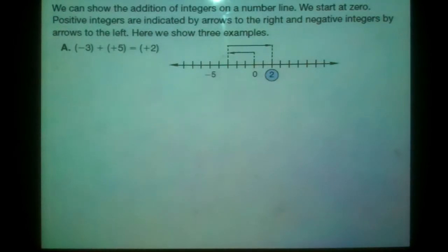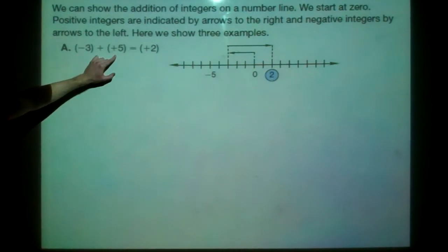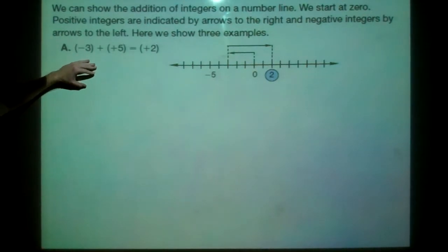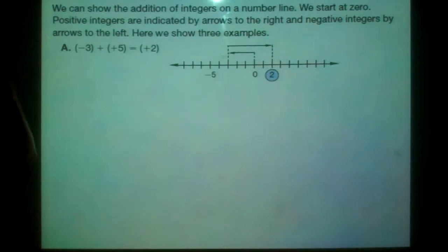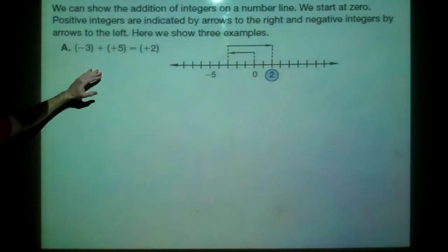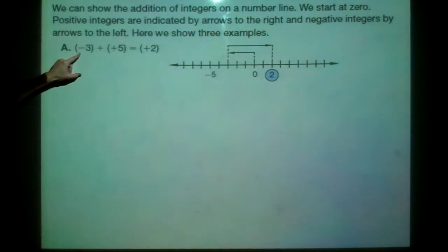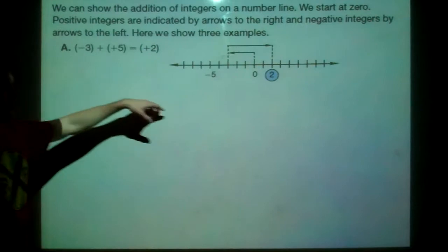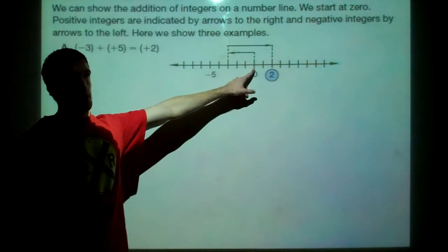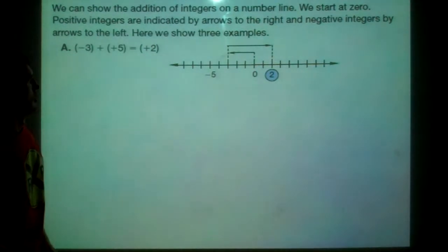Okay? This just shows us how we can show adding integers on the number line. So here we have -3 plus 5. So anytime we have arrows to the left, that means we're going in the negative direction. Anytime we have arrows to the right, we're going in the positive direction. So this tells us, and we're always starting at 0. 0 is our origin. So we always start there.